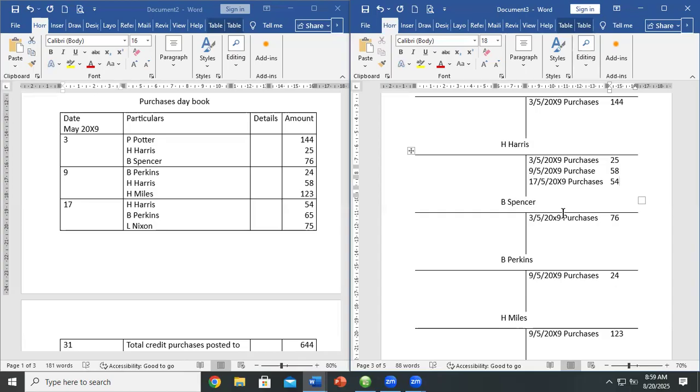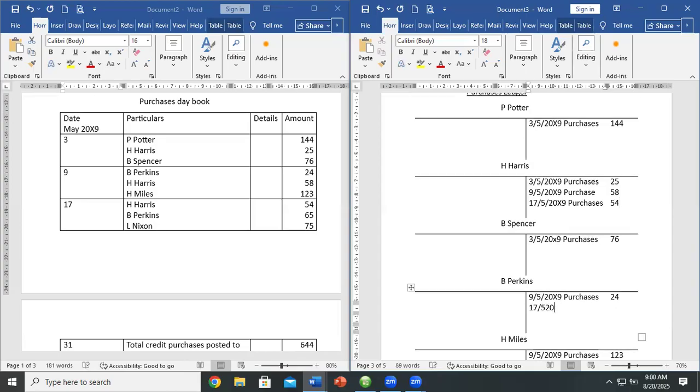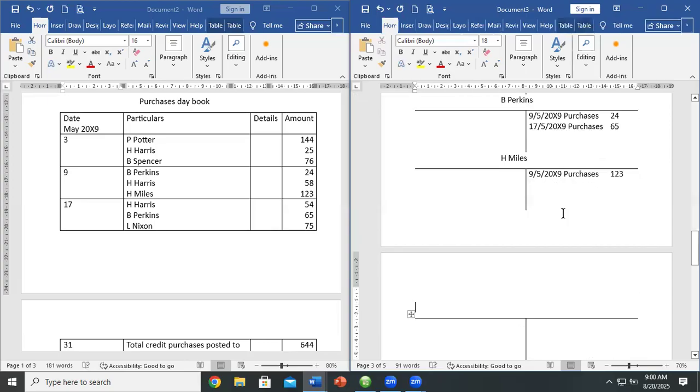This time on the 17th of May 20X9, that is an amount of 65. Then we have the last person, which is L Nixon. We don't have L Nixon, so we open L Nixon's account.